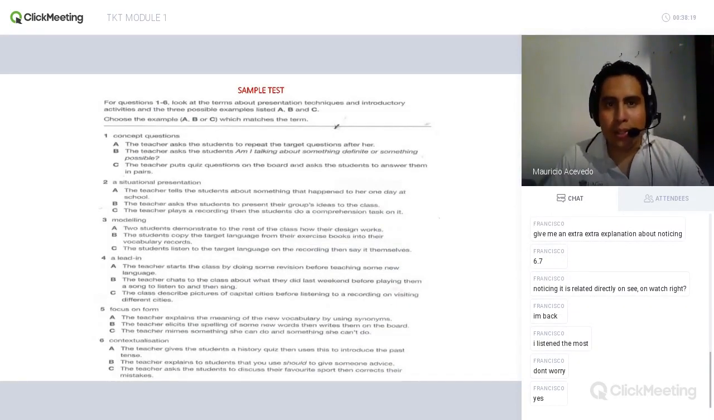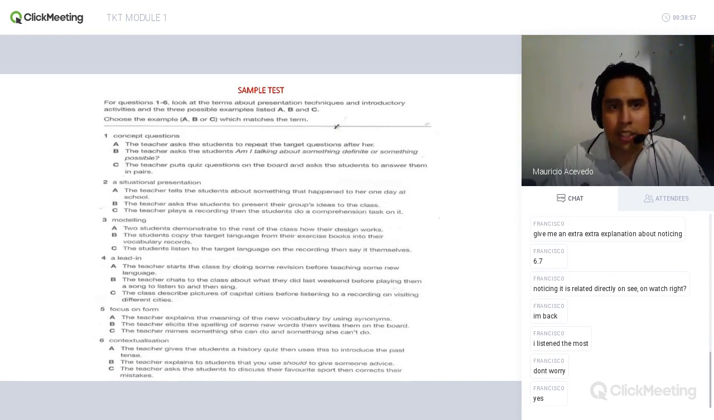You're going to do your sample test, okay? What is really going on in the real test, okay? So I'm going to read the instructions and I hope you can look at the words. I know they are kind of small, but let's check if you can understand them. For questions from 1 to 6, look at the terms about presentation techniques and introductory activities and the 3 possible examples listed from A, B, and C. Okay, so I hope you can have some Zoom on your cell phone or the computer you're working on.